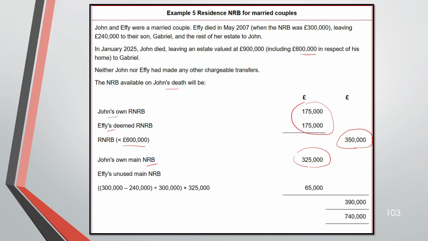Coming to his wife, how to find the unused? See, the nil rate band at that time was 300. From there, the gift was 240. So we deduct 240, which we have utilized. Then we divide it by 300. This portion is to find the percentage, which we multiply with 325. This is the unused percentage. We always do that. Whatever the nil rate band given at that time minus the gift, divided by the nil rate band available at that time, multiplied by 325. So straightaway we add them together, and we get 740 as the answer.